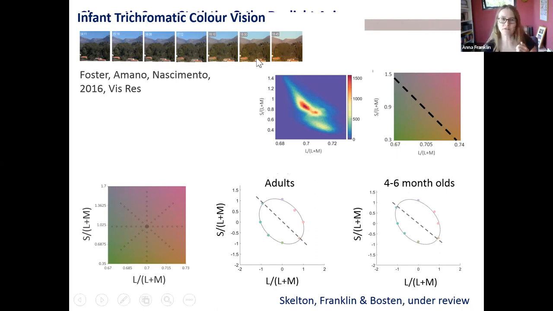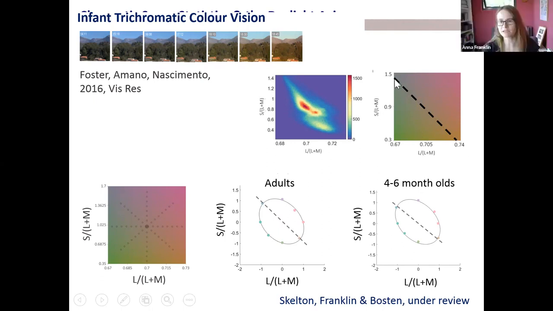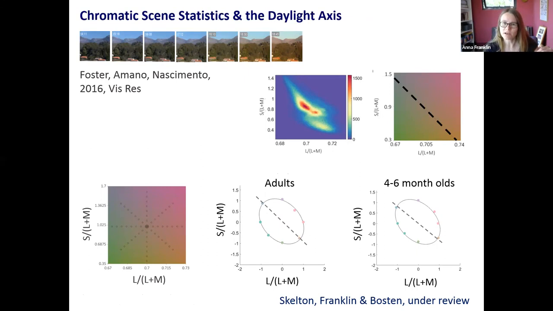Now, if you plot the chromaticity of the pixels, you get this line in that kind of colour space. And it connects colours that are bluish or yellowish in appearance. So we call that the daylight axis. And also, if you plot the chromaticity of pixels in natural scenes, then they also form this cloud that elongates along the natural daylight axis, or this blue-yellow axis.